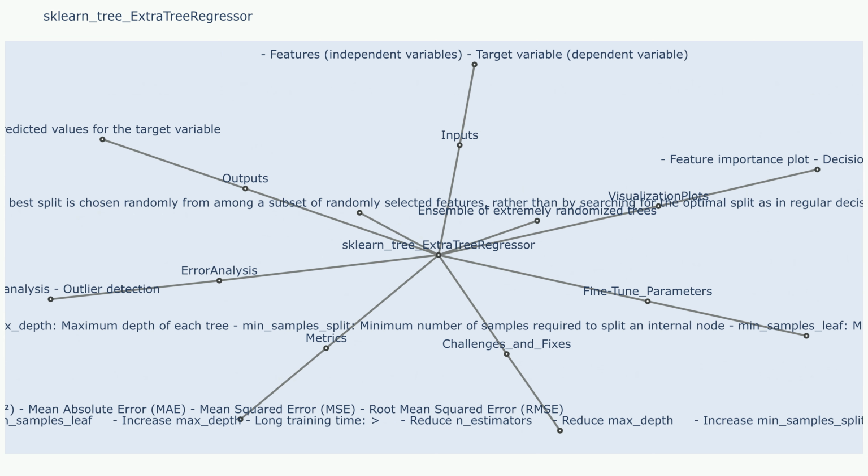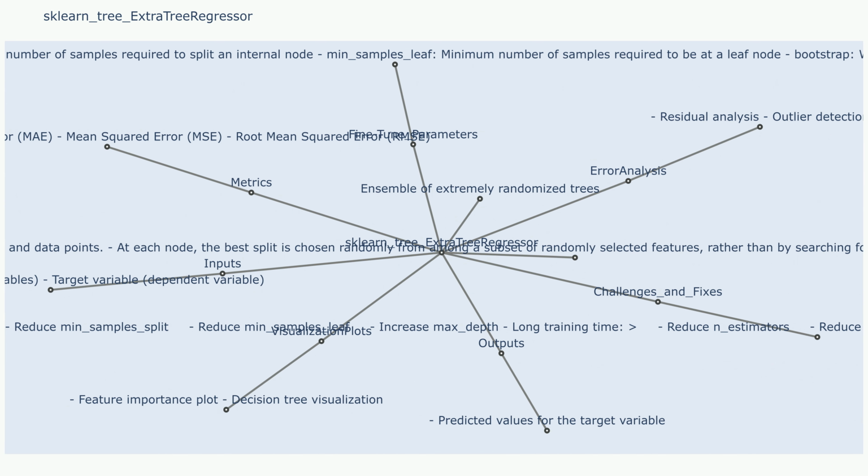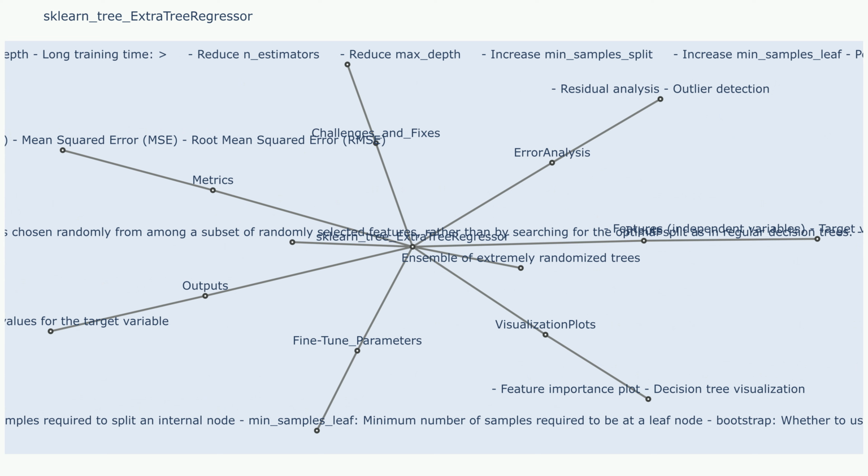Inputs: X, a 2D array representing the training data, where each row corresponds to a sample and each column represents a feature. Y, a 1D array representing the target values for each training sample. Outputs: predictions, the predicted values for new data points. Fitted model, a trained ExtraTreeRegressor object, which can be used to make predictions on unseen data.